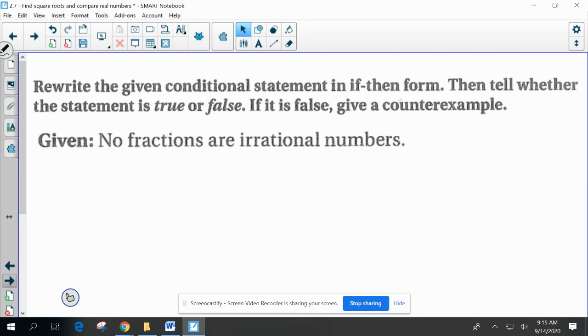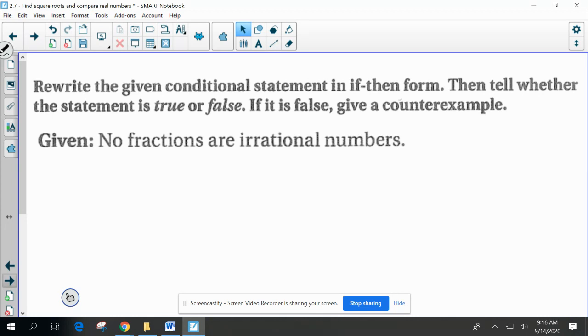Okay, so now we're going to look at some of those if-then statements that we did earlier in the chapter. Rewrite the given conditional statement in if-then form, then tell whether the statement is true or false. If it's false, give a counterexample. Remember, a counterexample was like one thing that could prove whatever it was wrong. So given, no fractions are irrational numbers. So that's the information that we're given. We're going to write an if-then statement.